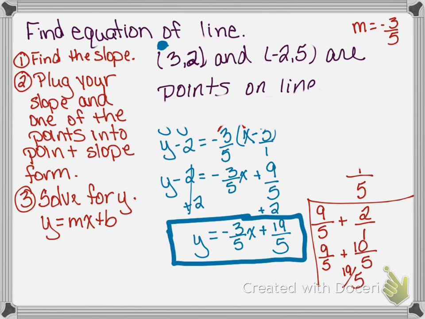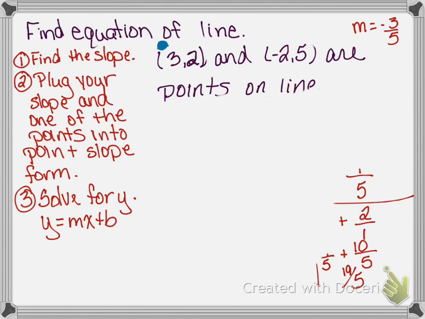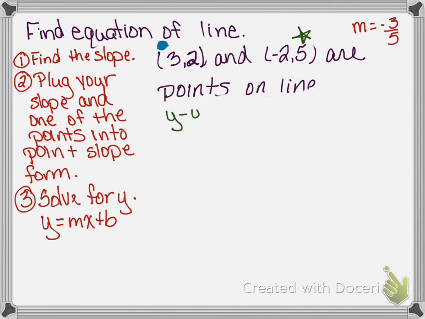So, what I'm going to do now in a different color is I am going to show you what happens when we do the other point. So now I am going to do the same thing, but I'm going to use (-2, 5). Okay? And we're going to get the same answer regardless of which point that we use. So I have y minus y sub 1 equals m times x minus x sub 1. Okay? X sub 1, y sub 1 is any point on the line. Okay? So I'm using (-2, 5) this time.